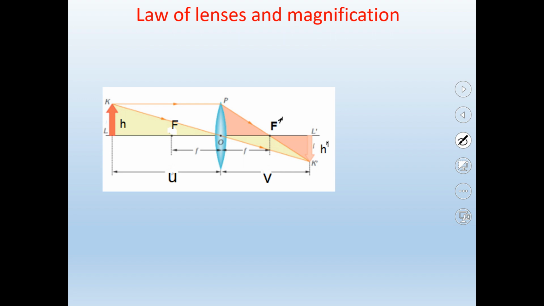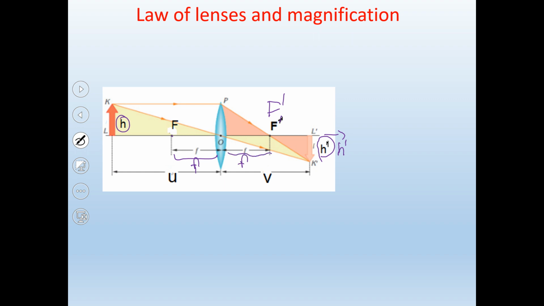Laws of lens and magnification. Firstly, when we draw a system about lenses, I draw one object, one lens and the optical center. If an object is beyond the focus point, we draw the image. We say the size of the object is h and the size of the image is h prime. The focus point on the object side we call capital F, and on the image side F prime. Between the focus point and the optical center is F, or focal length.